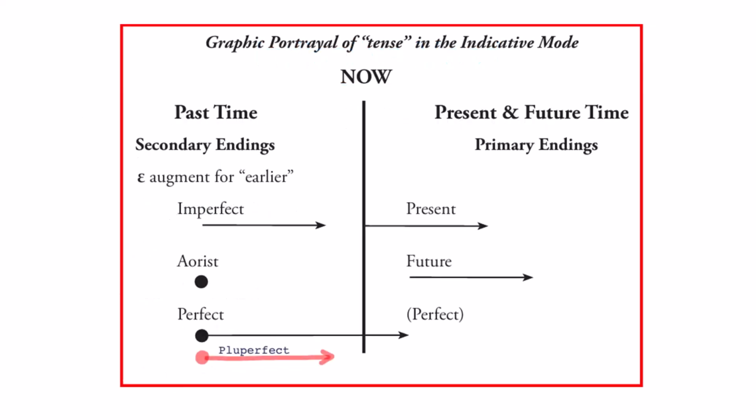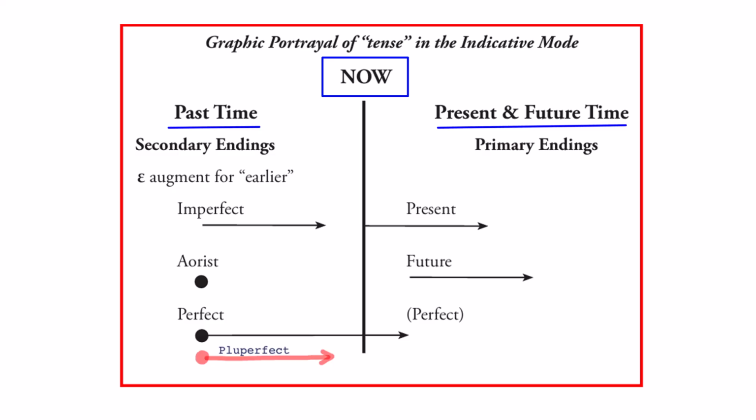So let's look at how tenses work. Let's look at this chart. Let's say you're in the now, in the present, where you're standing between the past time and the future time. Greek divides the 6 tenses into 2 parts. You have primary endings on the right and secondary endings on the left.